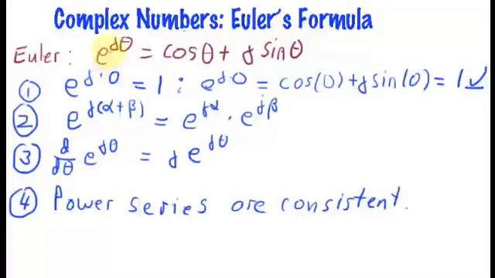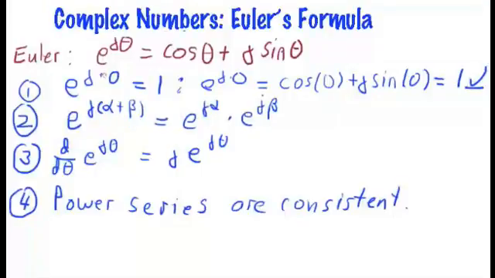By consistent, I mean that if I plug in the power series for e on the left-hand side of Euler's formula and the power series for cosine and sine on the right-hand side, I get an equality. When I prove 4, I'll remind you about these power series. And remember, the main thing to carry away from this video is that Euler's formula gives a consistent definition of complex exponential.